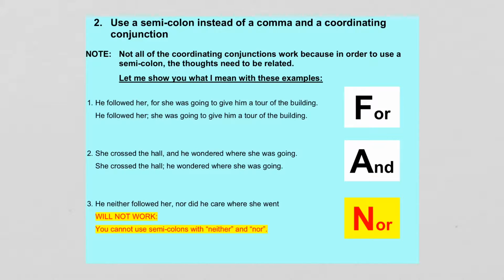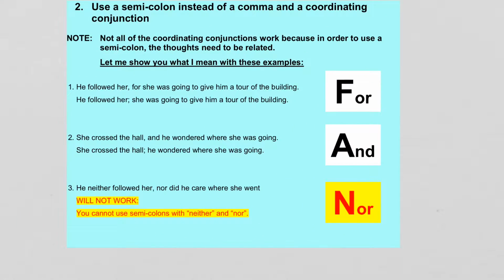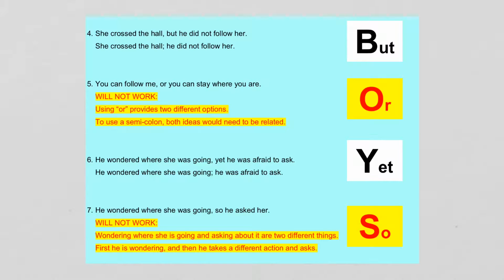Alright, so another way to use a semicolon would be to use it instead of a comma and a coordinating conjunction. Now, there's a way of remembering all of the coordinating conjunctions, and earlier in this video series I also talked about conjunctions, because coordinating conjunctions are just one type of conjunction, but they're very important. So on the right-hand side, you can see for, and, nor. I'll just skip ahead. But, or, yet, so. So we have our fanboys.